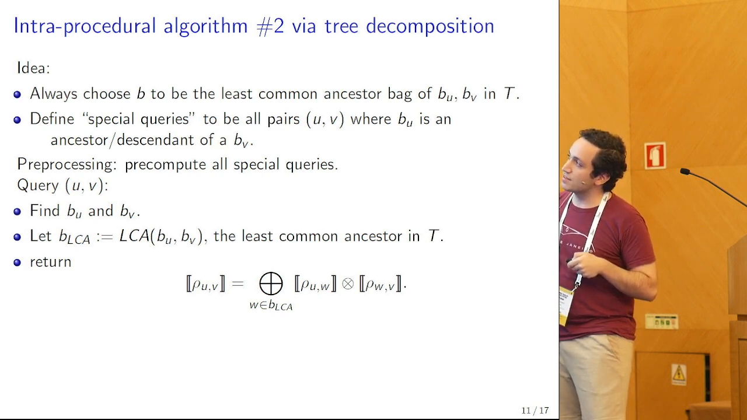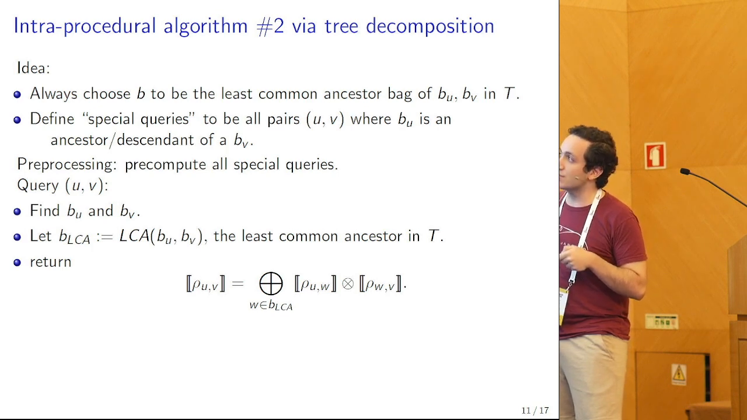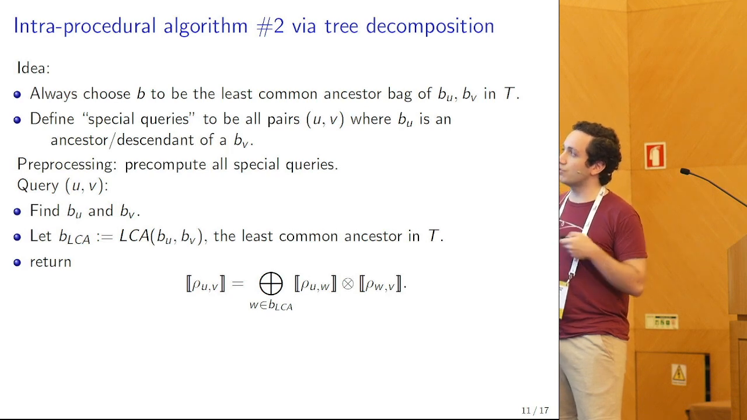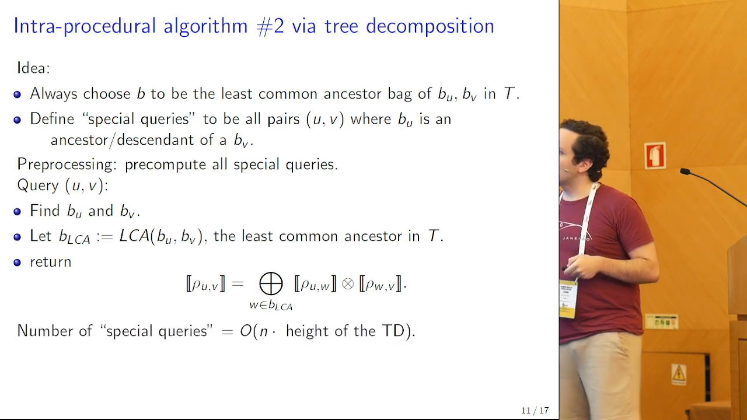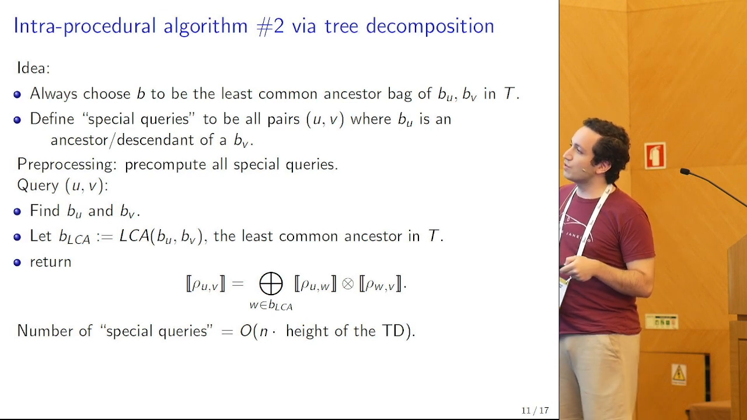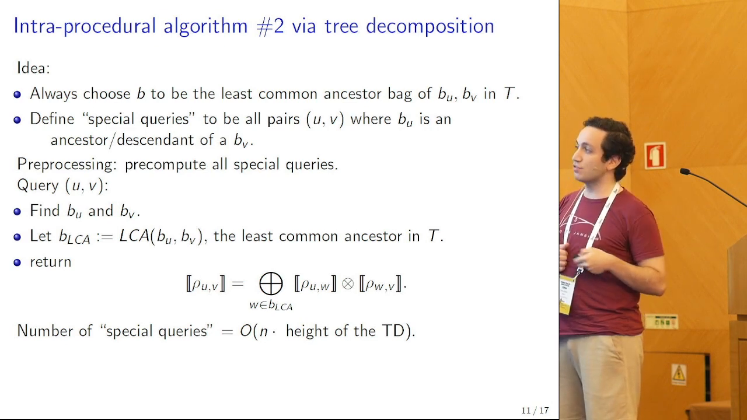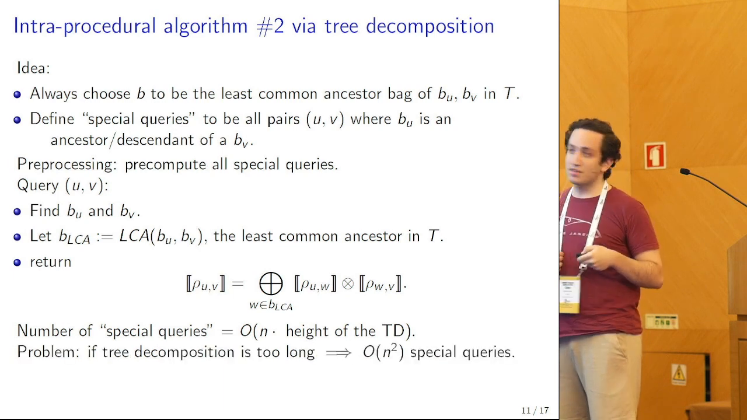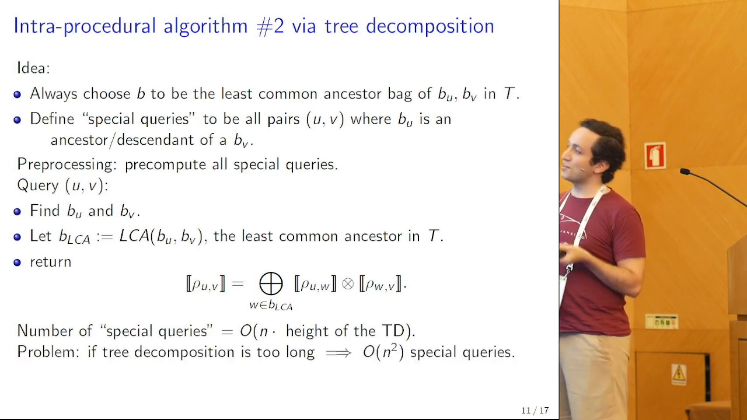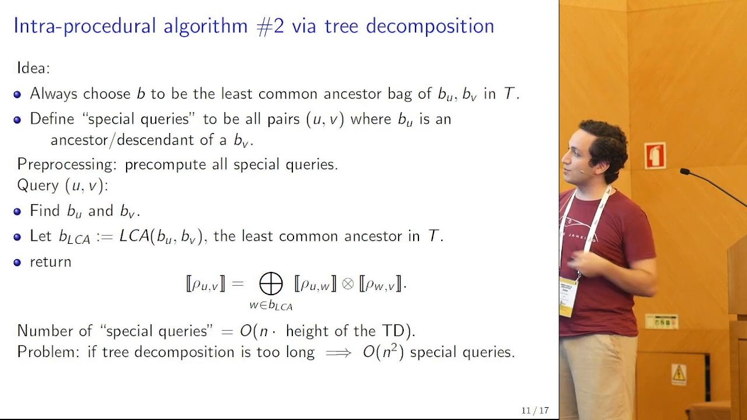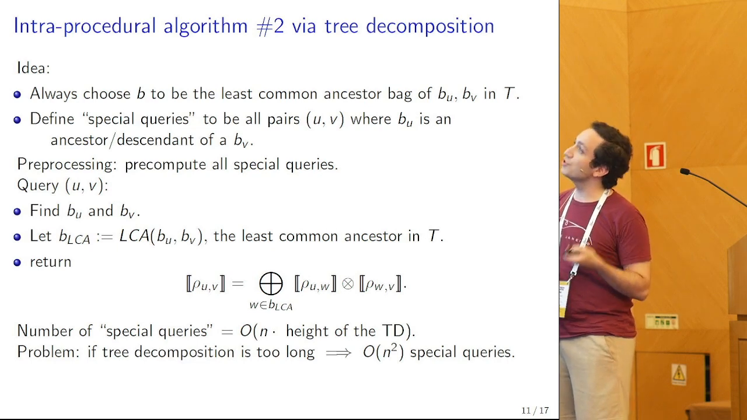And by design, we are guaranteed that these answers appearing on the right-hand side are special queries, and therefore they are already pre-computed. And then we can compute this whole value. And if we analyze this, we find that the number of special queries is n times the height of the tree decomposition. And if the tree decomposition is too long, then this is bad. We can have quadratically many special queries, which is too much.